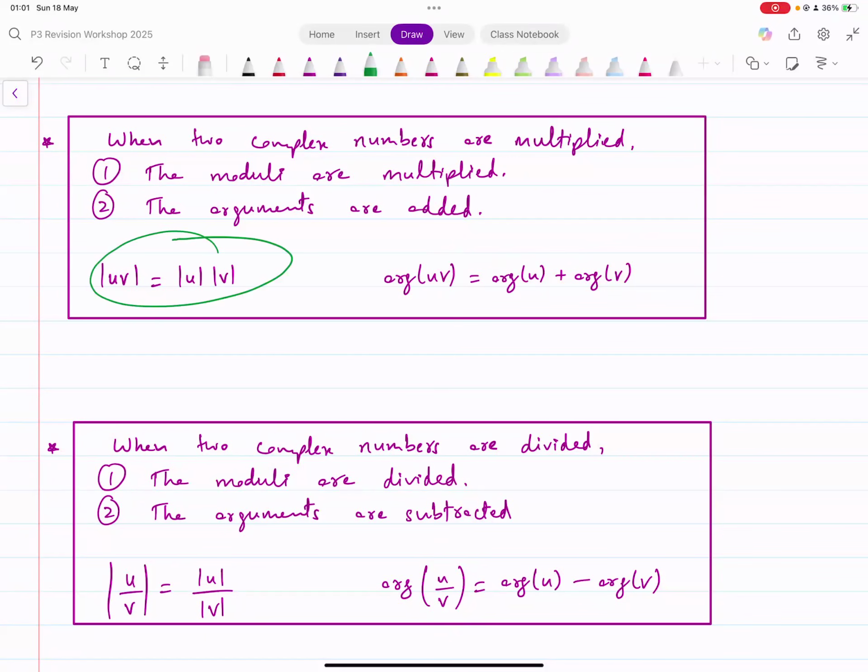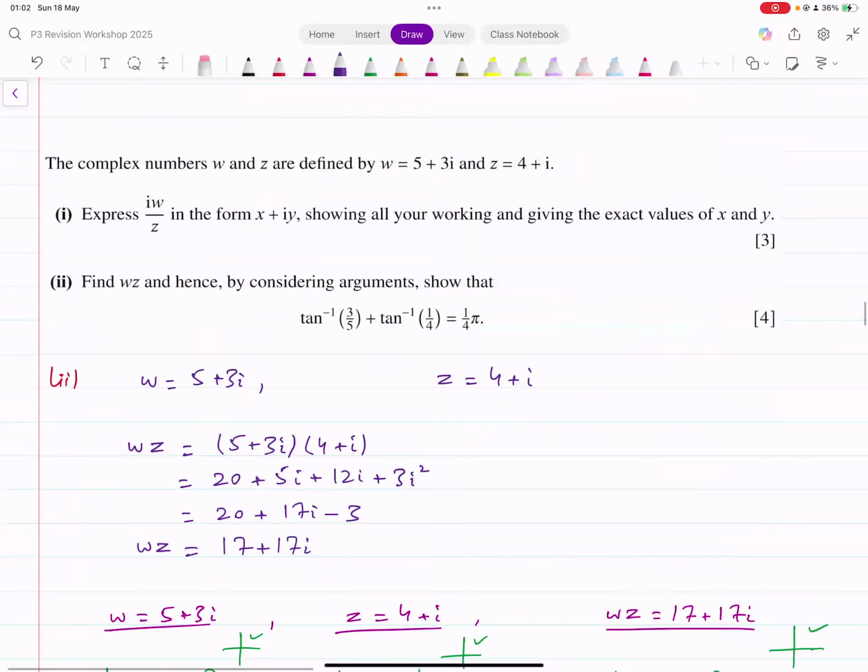If two complex numbers are multiplied, their moduli are also multiplied. If two complex numbers are divided, then their moduli are also divided. Arguments, on the other hand, get added and subtracted respectively. Okay, let's have a look at this example.